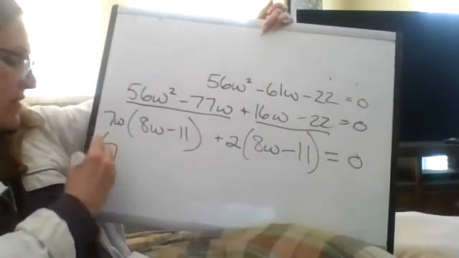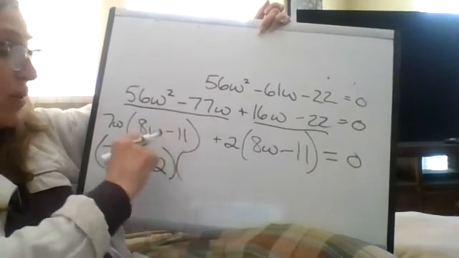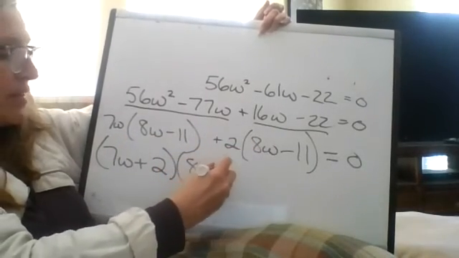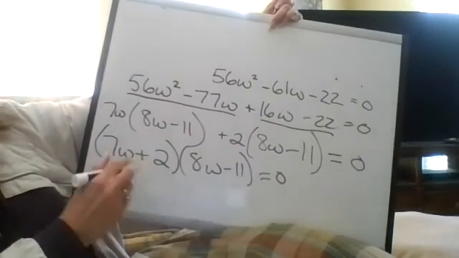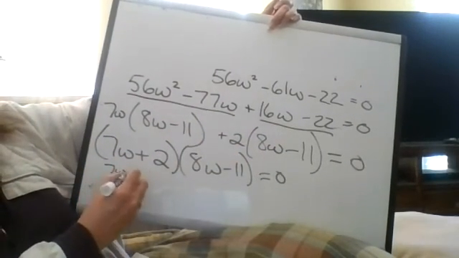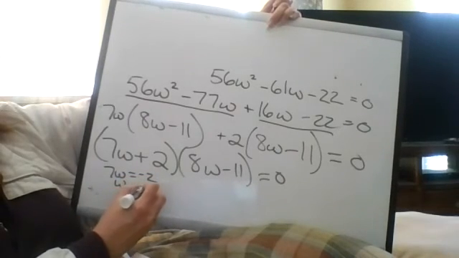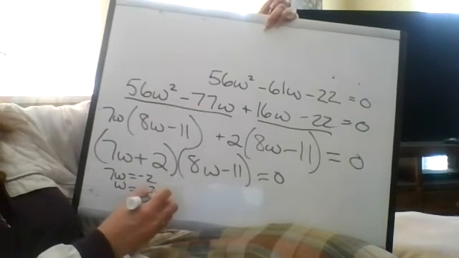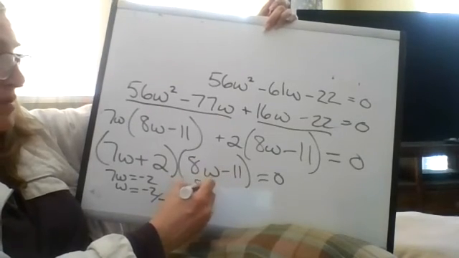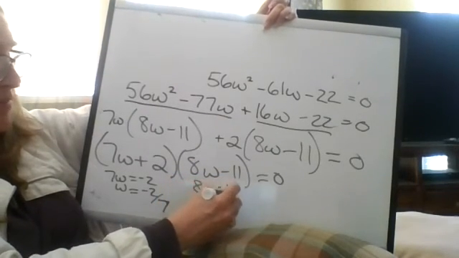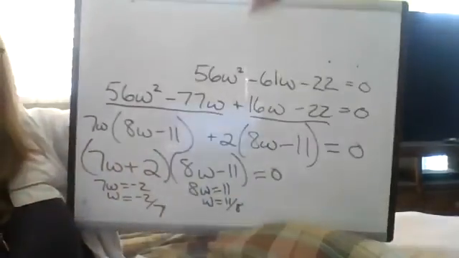So now I've got 7W plus 2, times 8W minus 11, equals 0. So I want to find the zeros. I set this equal to 0. I get 7W plus 2 equals 0. So 7W equals negative 2. So W equals negative 2/7. And then on this one, I get 8W minus 11 equals 0. So that would be 8W equals 11. So W would equal 11/8. And these are the 2 zeros.